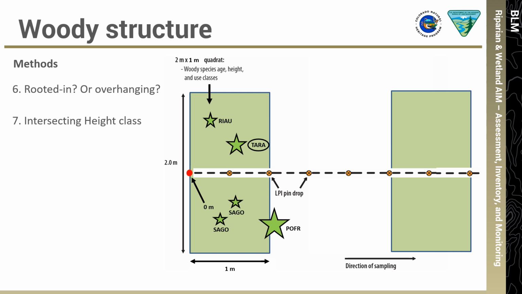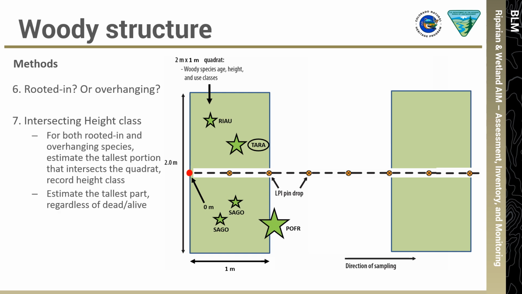Step 7 is, for each woody species, record the tallest intersecting height class. For each species, both rooted in and overhanging, estimate the height of the tallest, live or dead, portion of the species that intersects the quadrat and record the height class using the height class table 12. Estimate the height class from the ground surface. For species that are entirely overhanging, are rhizomatous or dwarf shrubs, or are non-riparian shrubs, intersecting height class is the only measurement to record. Data collection ends here for those species.